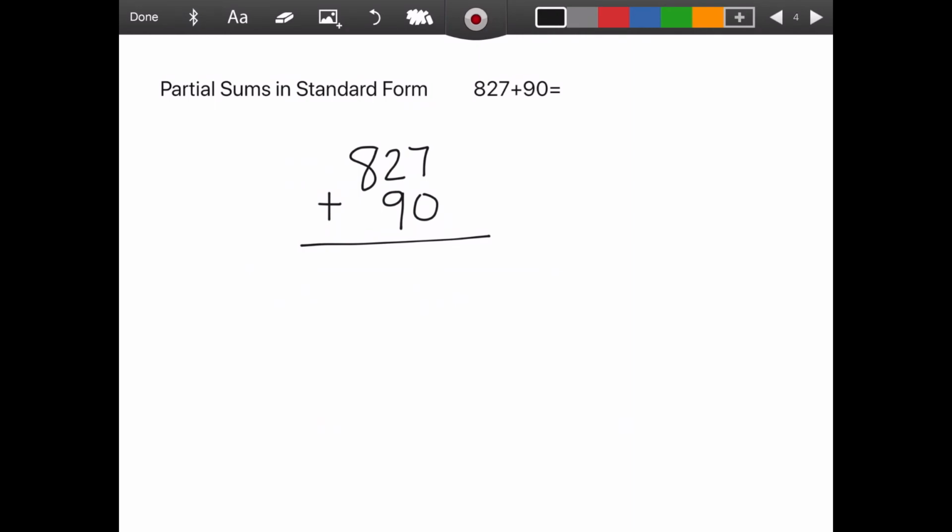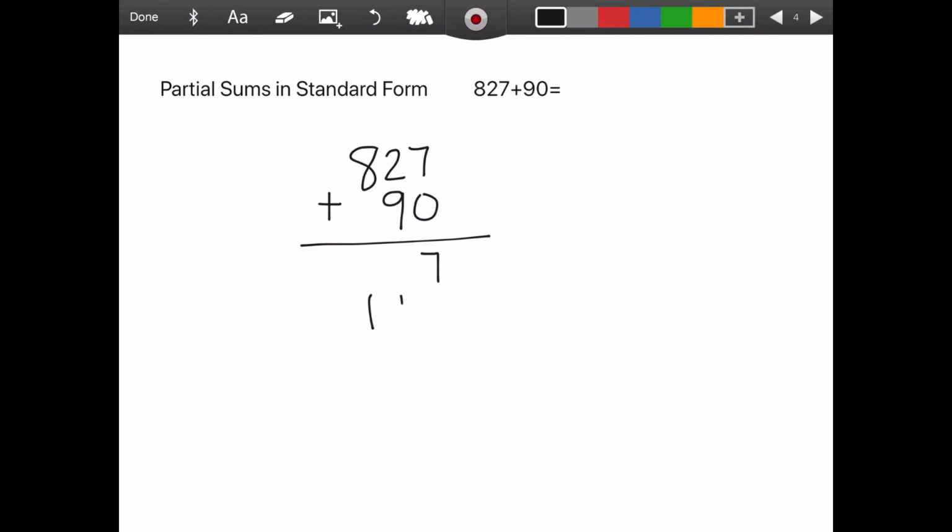Our next strategy is using partial sums in the standard form. So I have my two addends lined up vertically, 827 plus 90. I'm going to start by adding what's in the ones place. So 7 plus 0 is 7. Then I look in the tens place, that 2 plus 9 relates to 20 plus 90, and that equals 110. And then I look in the hundreds place.